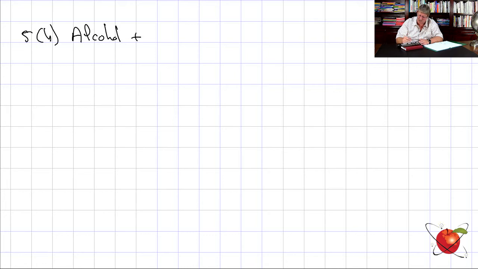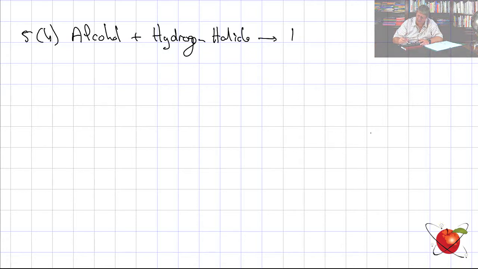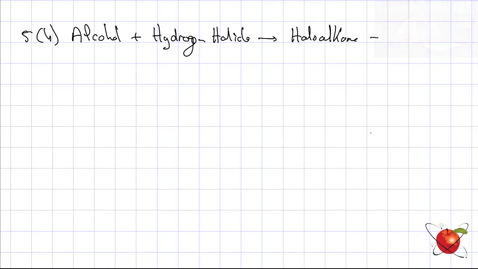Now 5B is another substitution reaction. Okay? 5B is another substitution. It's an alcohol. 5B is an alcohol plus a hydrogen halide, and I get out a haloalkane plus water.